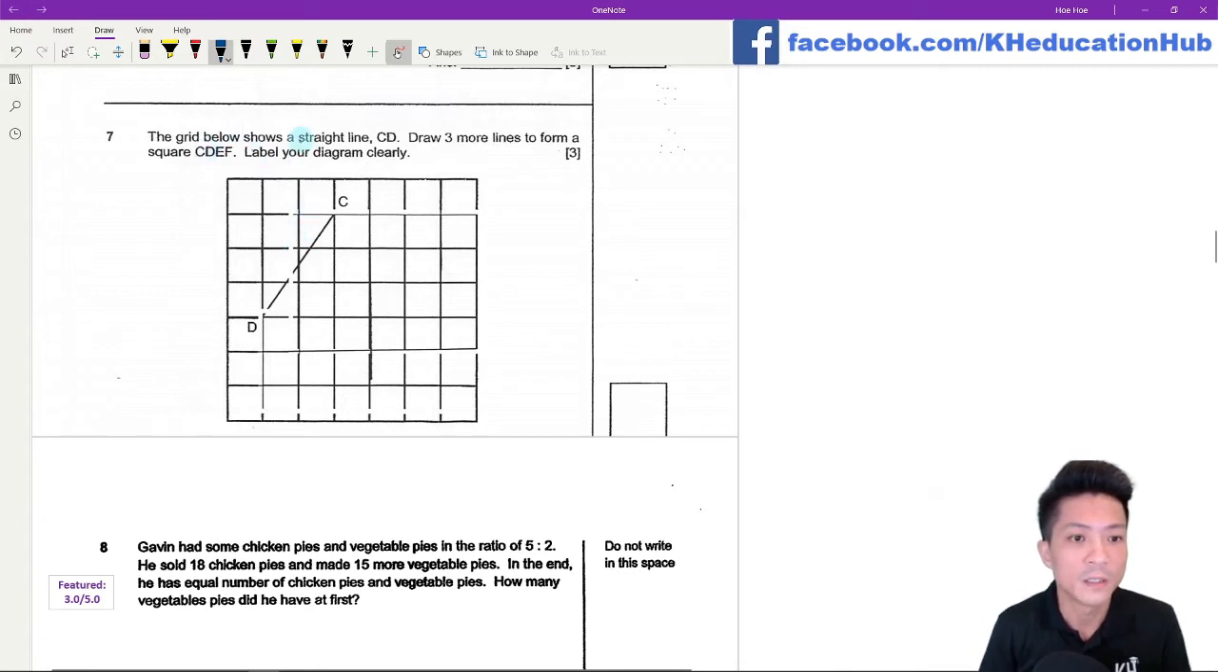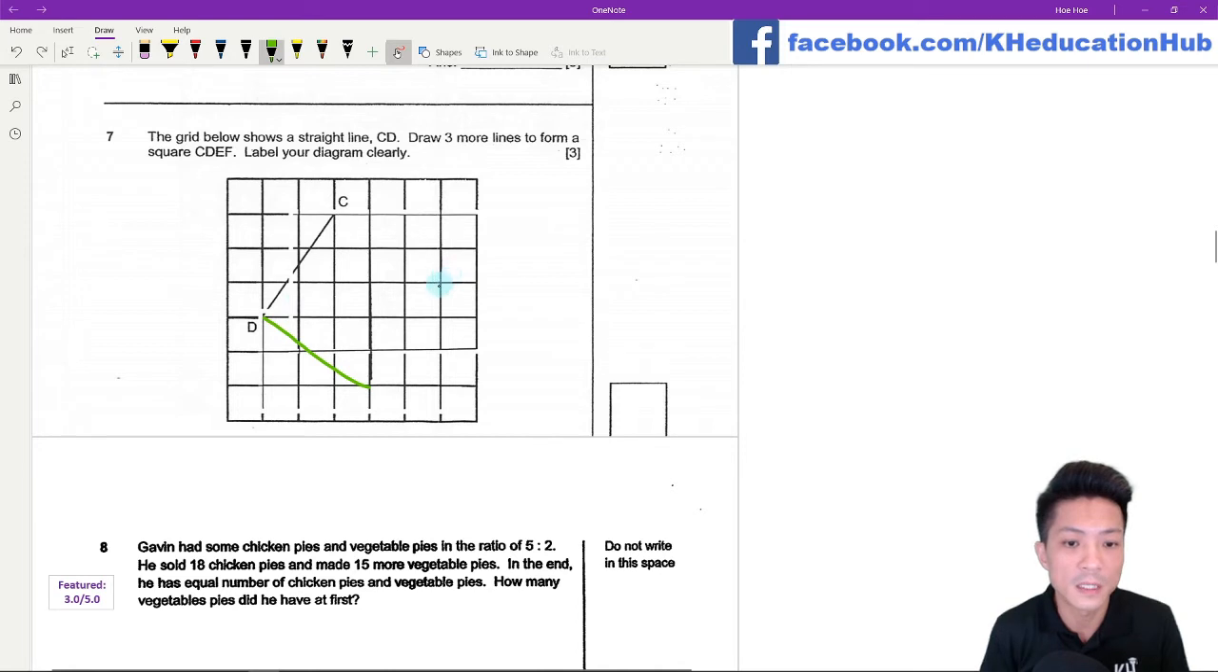Question 7. The grid below shows a straight line CD. This one over here. Draw 3 more lines to form a square CDEF. Label your diagram clearly. Okay, so before we start drawing, since there is a grid across the line, it's best you make use of the grid. Just look at the box, okay, the rectangle which the diagonal is cutting across. Okay, so the next line that I'm going to draw will be here to here, which is also across this box over here.